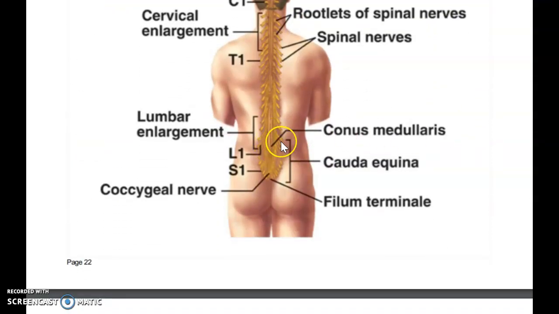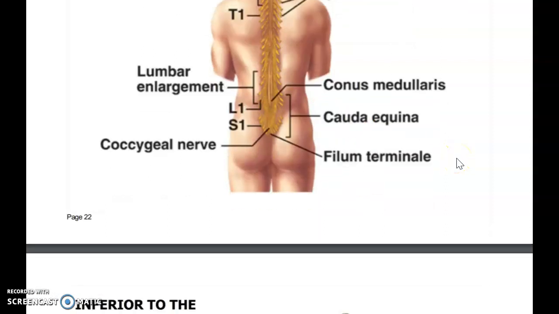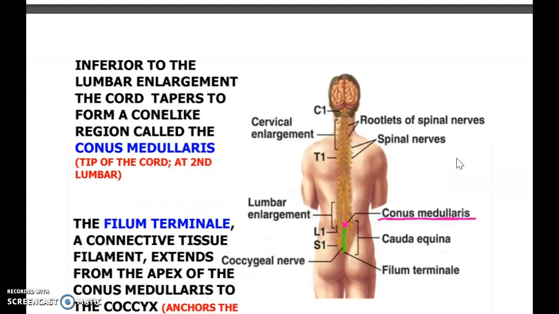All right, so what happens at the end, at the base of the spinal cord? That's where we have this section here, which we'll talk about now. Just below the lumbar, inferior to the lumbar enlargement, the cord tapers to form a cone-like region, hence the name, called the conus medullaris. It's at the tip of the cord, and it's at the second lumbar vertebra.